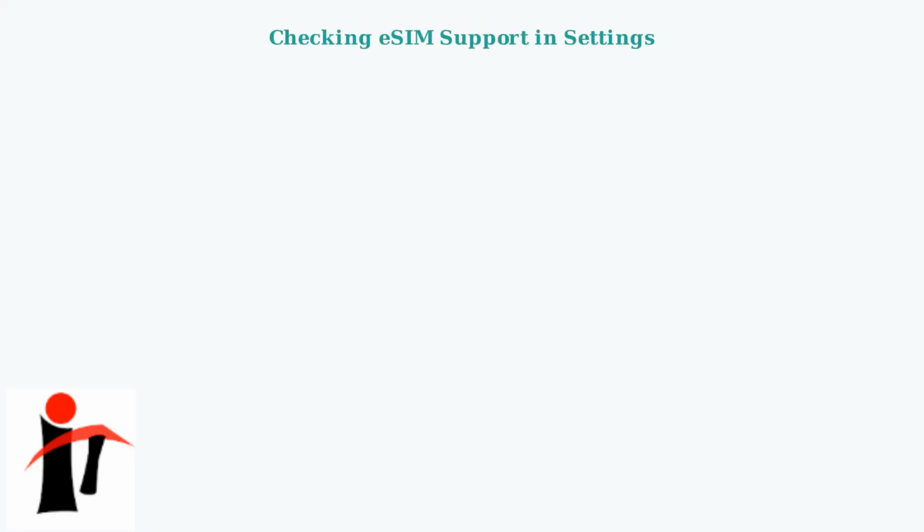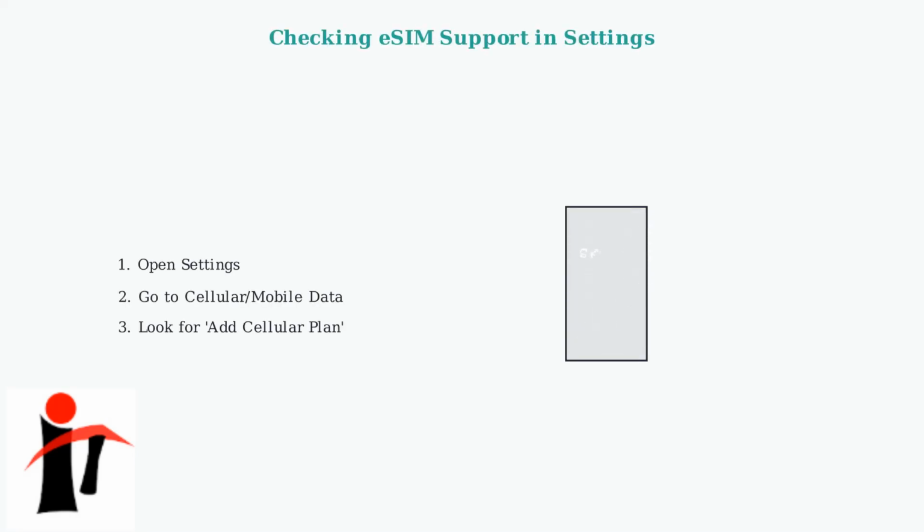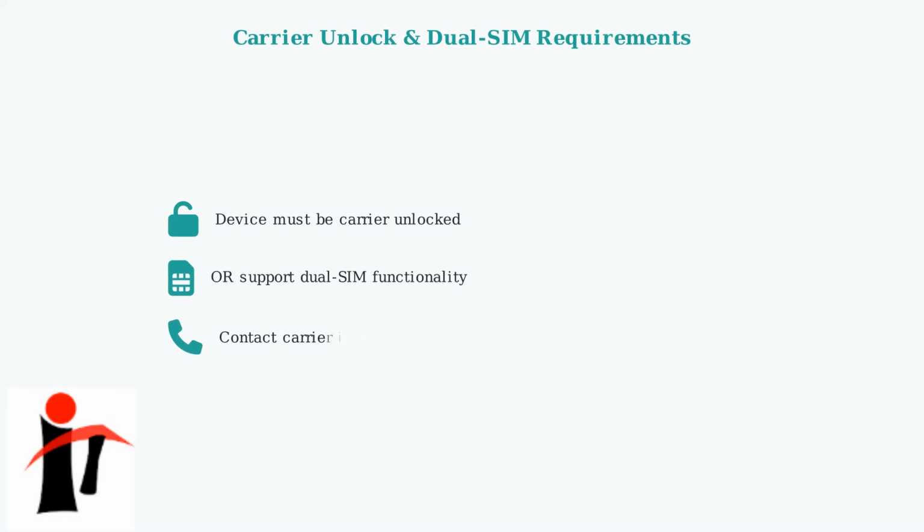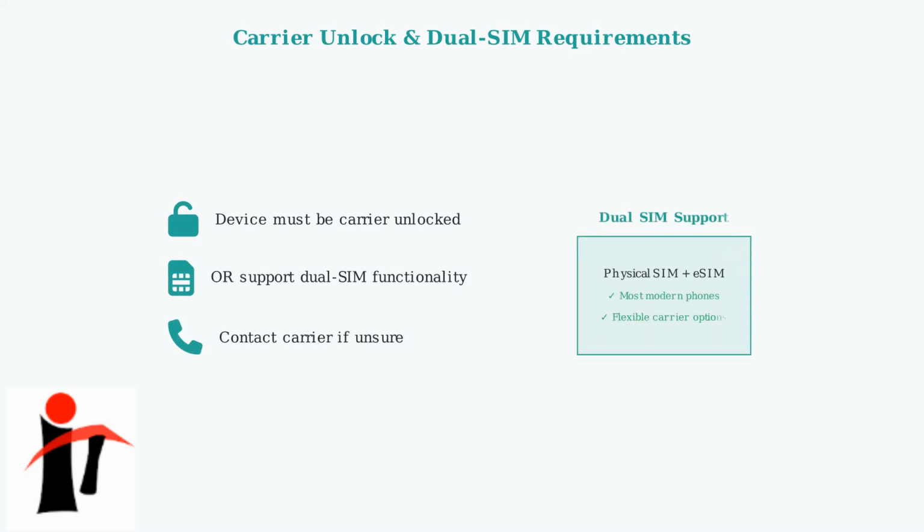To check eSIM support on your device, navigate to Settings, then Cellular or Mobile Data, and look for an option to add cellular plan. If this option exists, your device supports eSIM. Next, ensure your device is unlocked or supports dual SIM functionality. A carrier-locked device may prevent eSIM activation. Contact your original carrier if you're unsure about your device's unlock status.